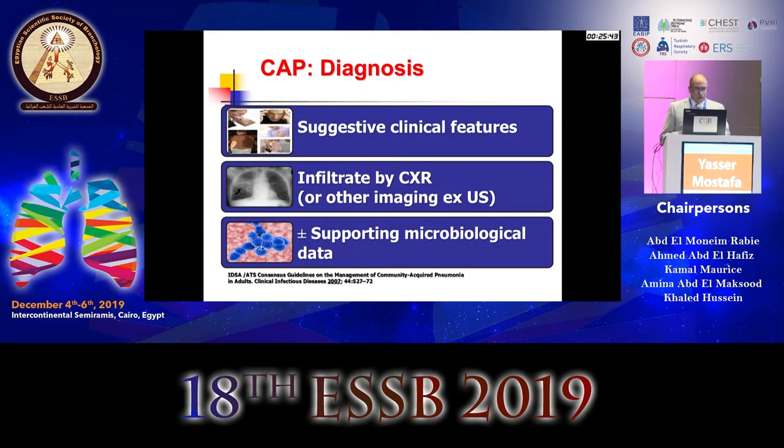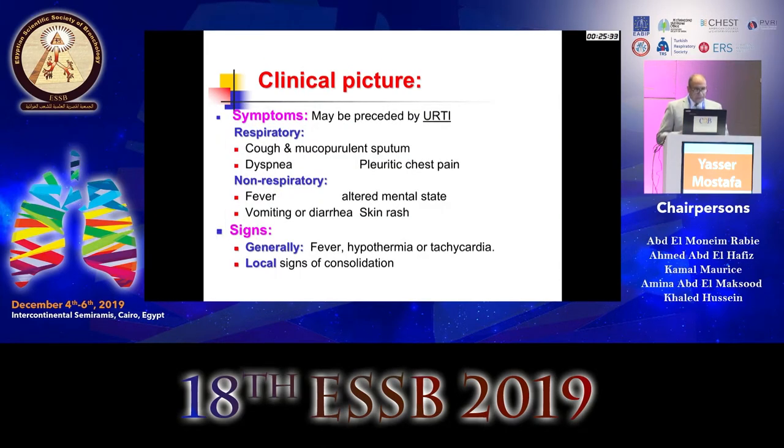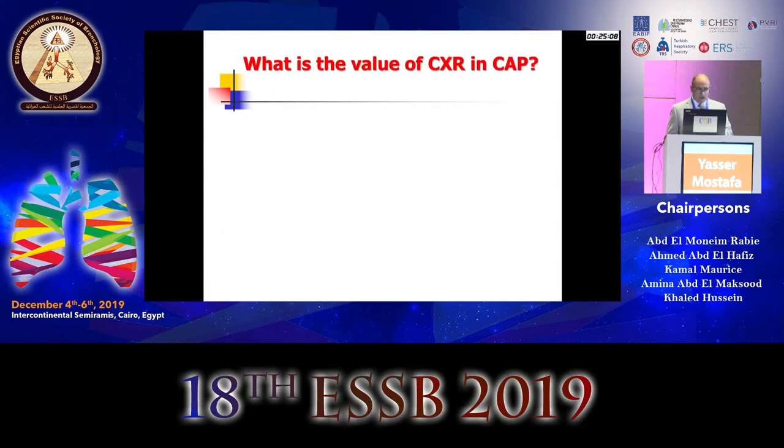The diagnosis of pneumonia depends primarily on the clinical features, as you know, documented by the X-ray and maybe supported by some tests. The clinical picture, in many cases, especially at the start of the disease, consists of non-specific symptoms like cough, expectoration, purulent sputum, dyspnea, fever, altered mental state, vomiting or diarrhea, or skin rash in some cases, and generally we have hypothermia or fever, and we have local signs of consolidation.